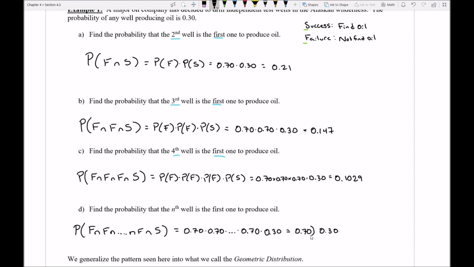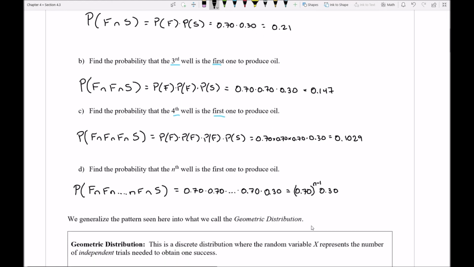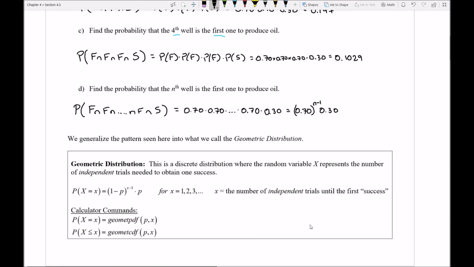And so that means that I could actually express this with kind of an exponent, where the number of wells minus 1 will be failures, and the last well will be a success. So this is how I could generalize this, and now I would actually have a formula here. This generalized pattern is what we refer to as a geometric distribution. If you take a look at what's in the box here, you'll see that I say that this is a discrete distribution where the random variable x represents the number of independent trials that is needed to obtain one success, or a first success.